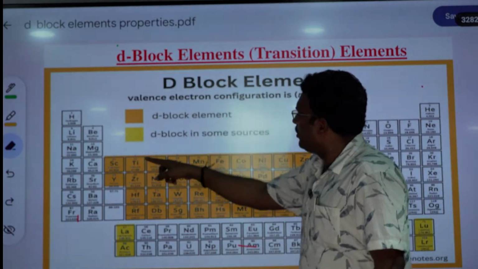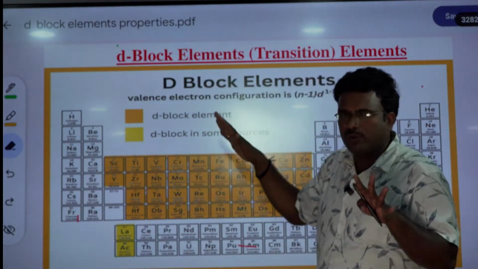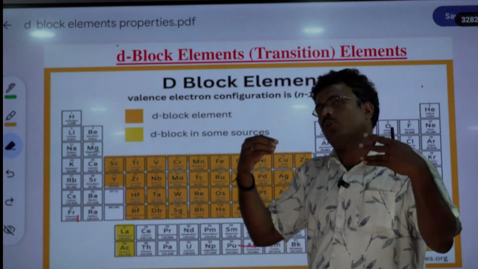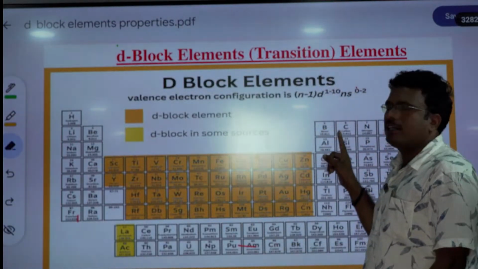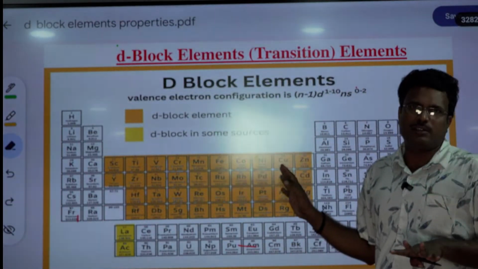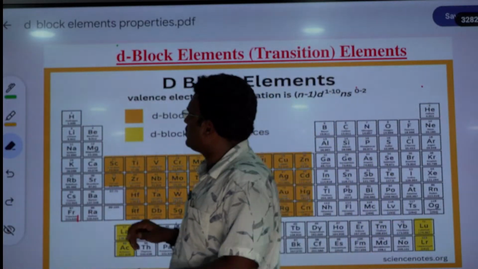Okay. So here, how many groups are present in the D block? There are 10 groups present. In the periodic table, total how many groups are present? S block is 2, D block is 10, F block is 6, total 18 groups are present. Right? So the other question is also very, very important.